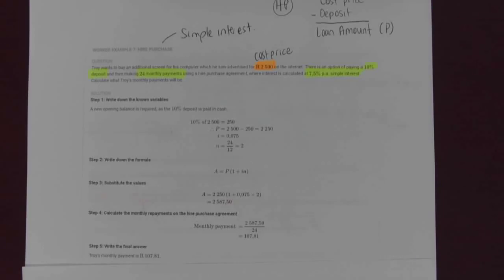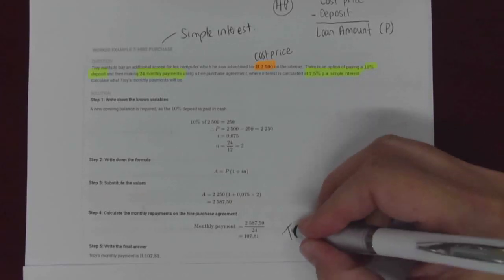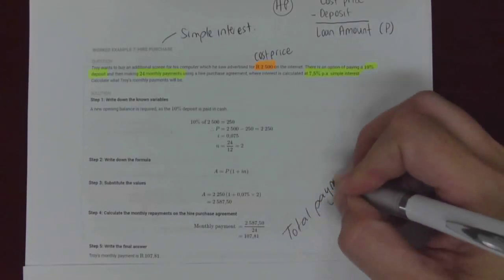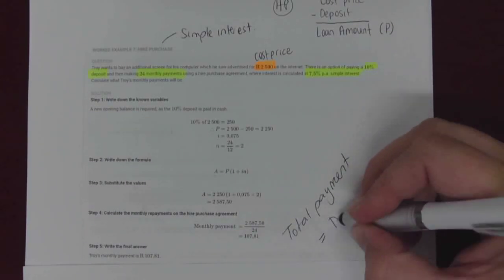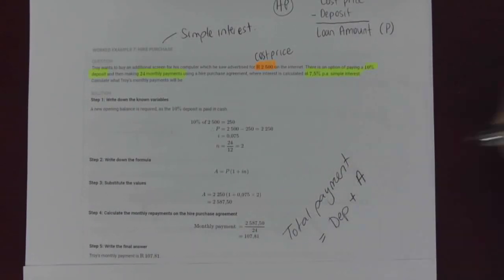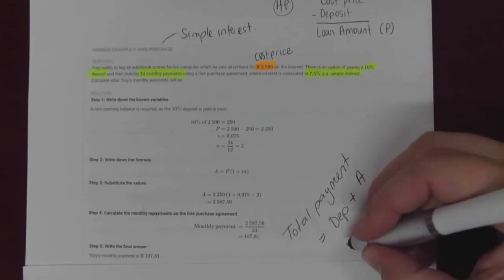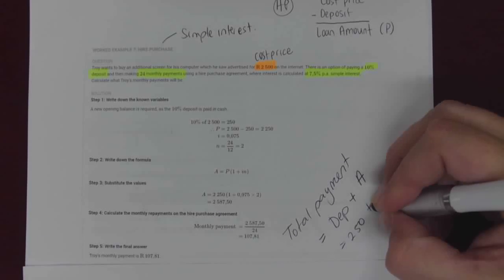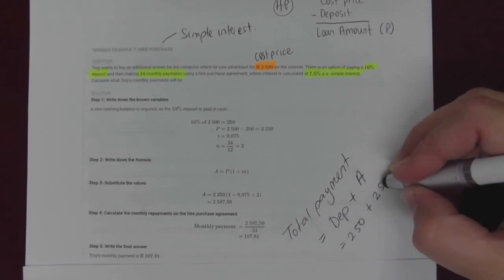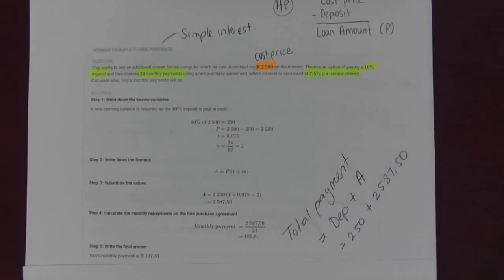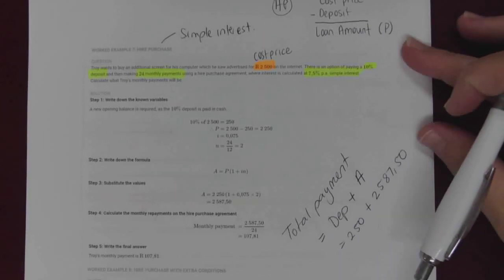Okay, now what I can do differently to this question is I can ask you, what is the total payment or repayment that was made? So if I ask for the total payment, it will be your deposit and your A value. Total payment for this screen will be your deposit and your A. So your deposit was 250 and your A value is 2,587.50.